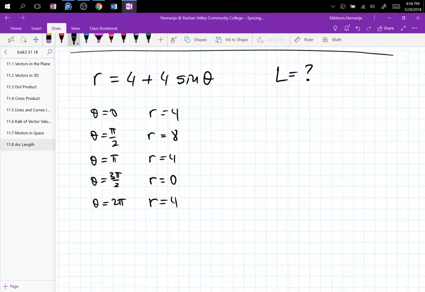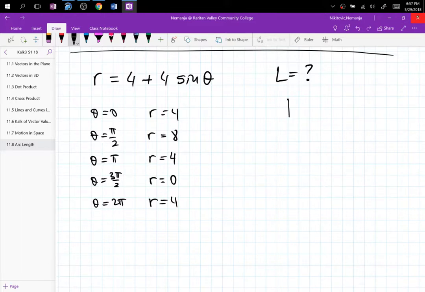Shouldn't it be -4? Why? No, 4 minus 4. 4 minus 4 is 0. No, but for theta equals pi, sine is negative. Wait, sine of pi is 0, so it's 4. Yep. Sine of pi is 0. Cosine of pi is -1. Yes. Sine of pi is 0. Yes. So it's 4.